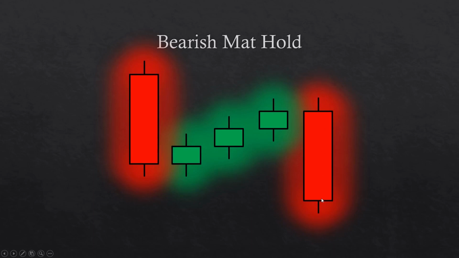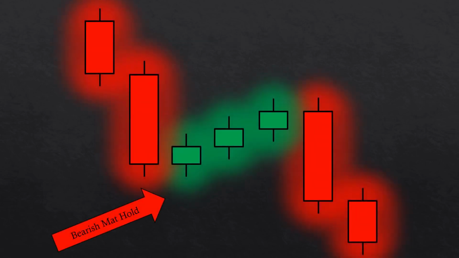Notice that in the falling three methods, sellers let buyers rise more than in the bearish mat hold. The bearish mat hold appears when price is going down in order to signal a continuation to the downside.